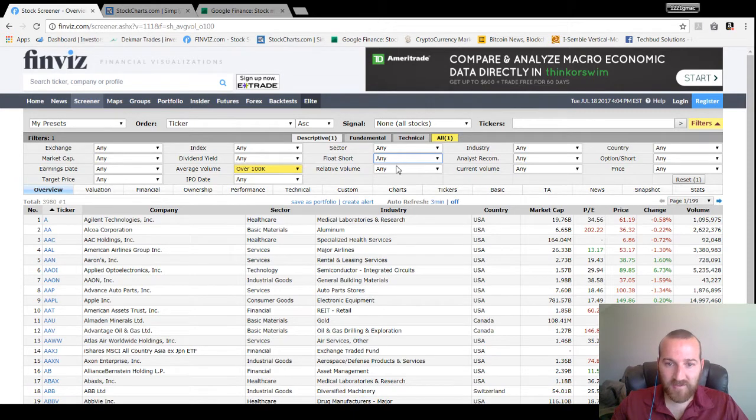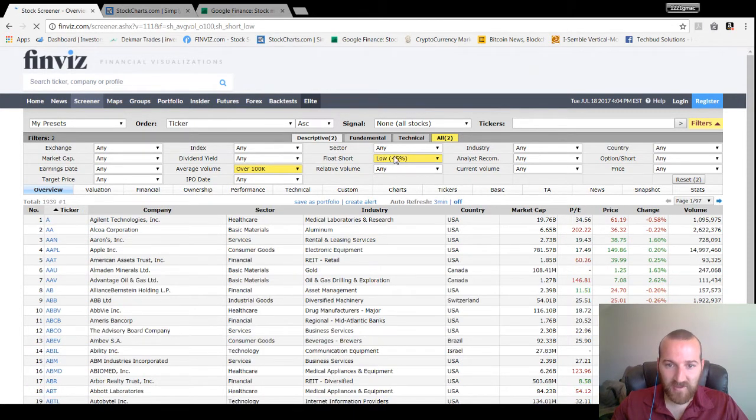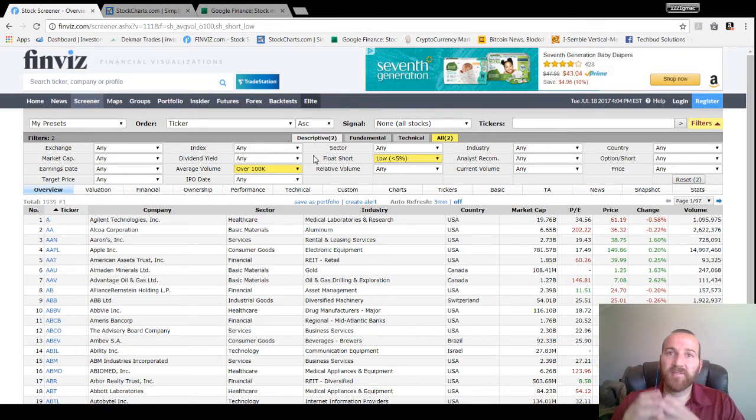Now the float short, I'm going to put low, less than 5%. That just basically means there's a limited number of shares available for people to buy. So if people do start buying shares of that company, it's really going to shoot up quick, or vice versa. If they start selling shares, it's going to shoot down really quick. And we want quick moves. We want volatility when you day trade, because that way, you can make profits quickly. If you want to do long-term investing, some of these ideas might not do as well, but they could still be good to learn and help you.